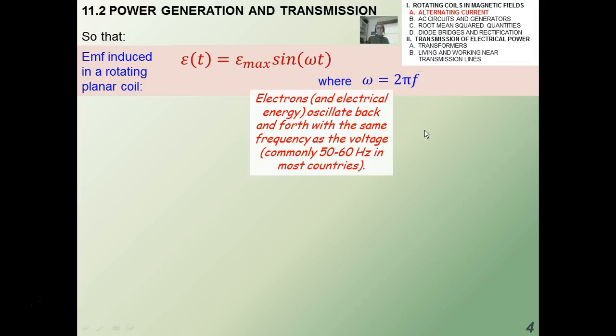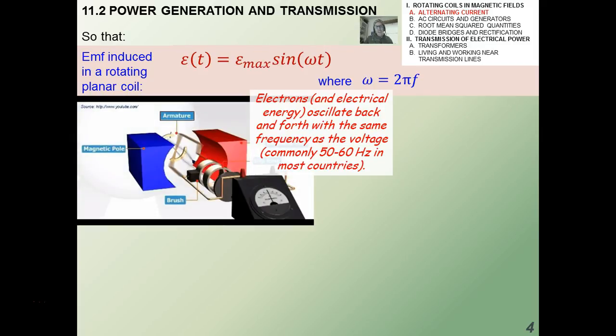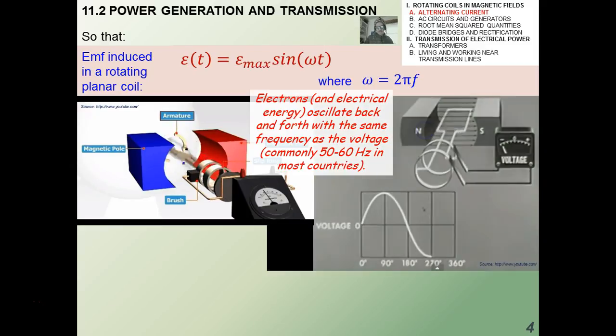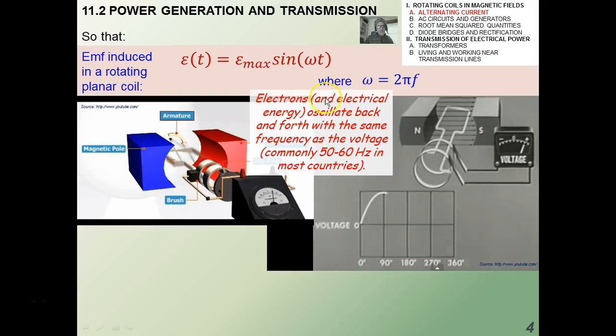And I just want to bring this back to reality. Remember, this is the electrons and electrical energy oscillating back and forth with the same frequency as the voltage. Commonly, this frequency is 50 to 60 hertz in most countries, okay? And that's how many times per second, 50 to 60 times per second, that coil is rotating in that magnetic field. That's pretty fast when you consider how big and massive that coil is, and it's in this gigantic, really strong magnetic field, okay?